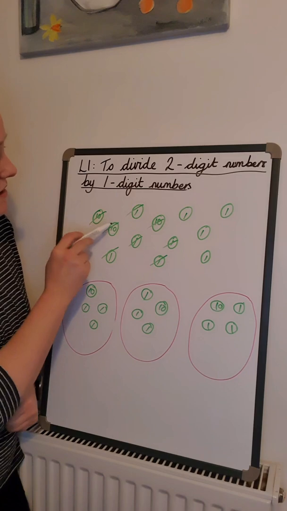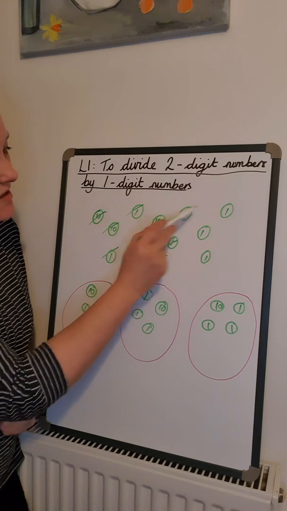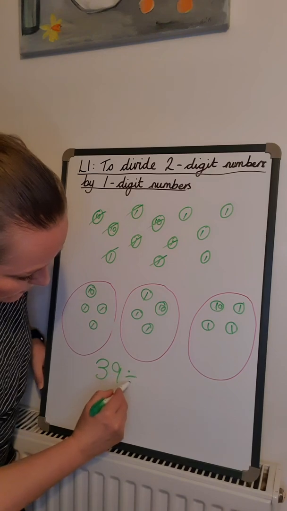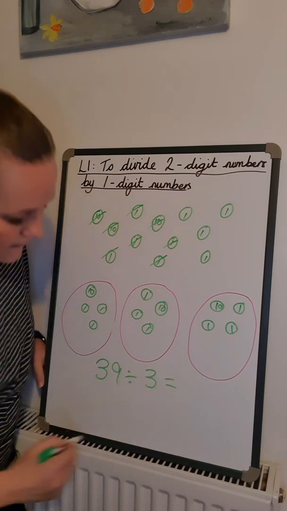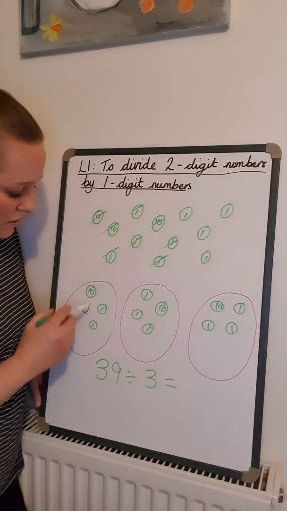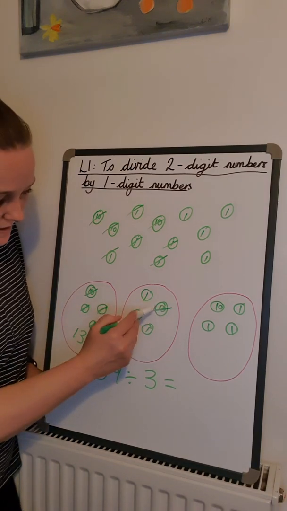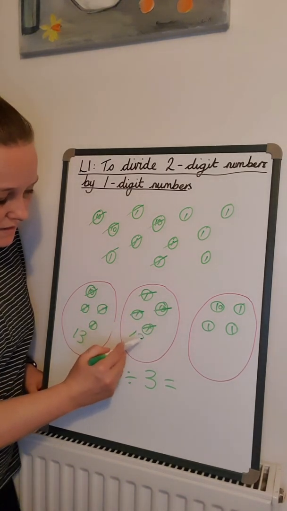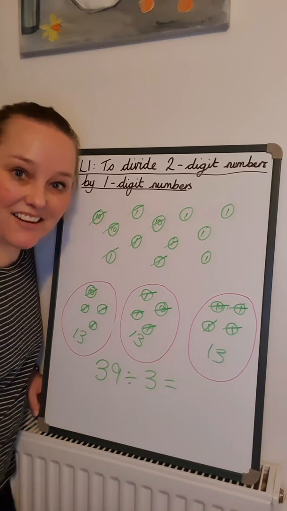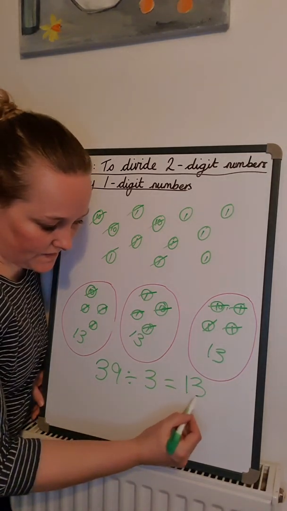So we had 10, 20, 30, 31, 32, 33, 34, 35, 36, 37, 38, 39. So we did the calculation 39 divided by 3. Let's check that we've got the same amount in each little circle. 10, 11, 12, 13. 10, 11, 12, 13. 10, 11, 12, 13. So, hurrah, we've now got equal bags. 39 divided by 3 is 13.